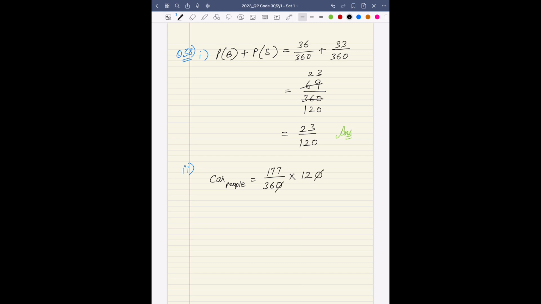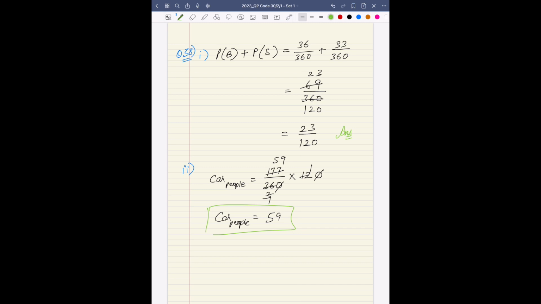That's it. Cancel the 0, 1, 3. Okay, is 177 divisible by 3 or not? You can check it. If you want to check whether a number is divisible by 3 or not, you add the digits: 1 plus 7 plus 7 comes out to be 15. If it's a multiple of 3, then it is divisible. There's a divisibility rule by 3. So we get 59. So 59 people have traveled by car. This is your answer. Okay, so 59 people out of 120 have used car.